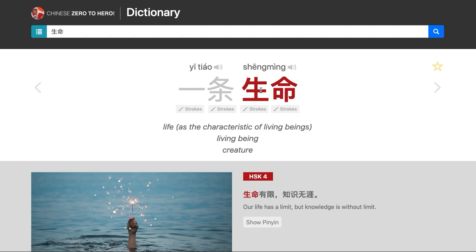But if you were to go to 生命, you can see that first of all, it's countable. You can say 一条生命, although 一条命 is more common. And we also see that it takes on the meaning of living being and creature. So you can call living things 生命.